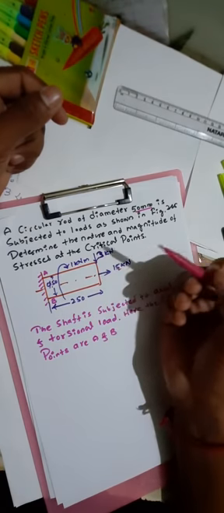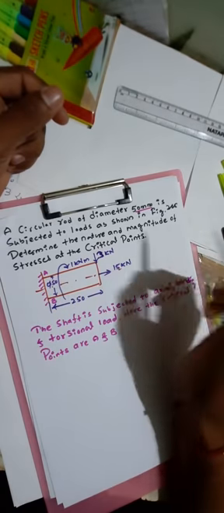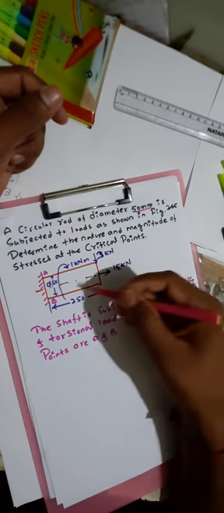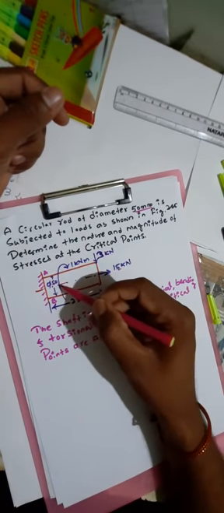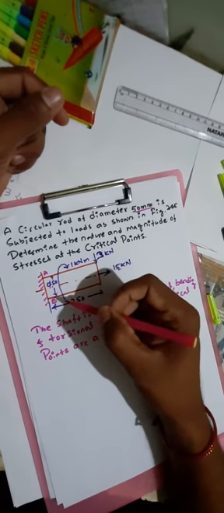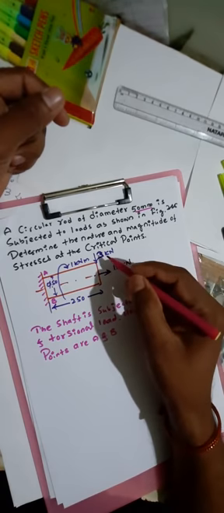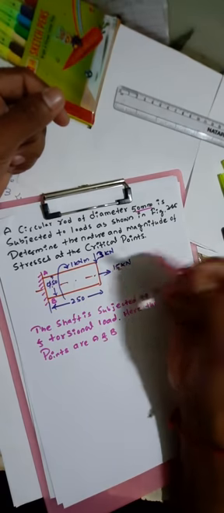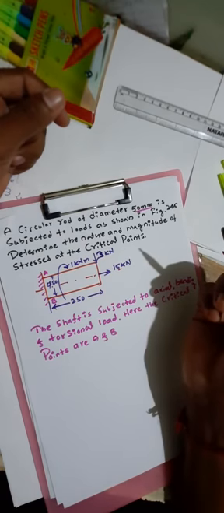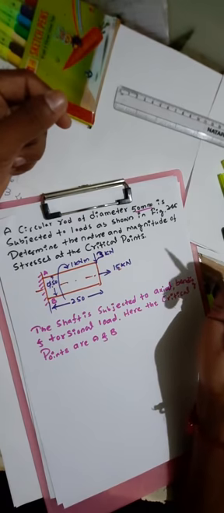Here what we need to determine? We need to determine the nature and magnitude of the stresses at the critical points. So this is the given problem: a circular rod of diameter 50 mm is subjected to a load as shown in the figure, which is subjected to an axial load as well as bending load, 15 kilonewton and 3 kilonewton, and also a torque of 1 kilonewton meter. These are the given parameters in the problem.